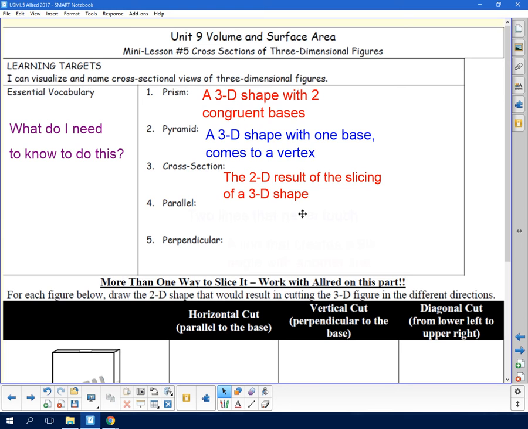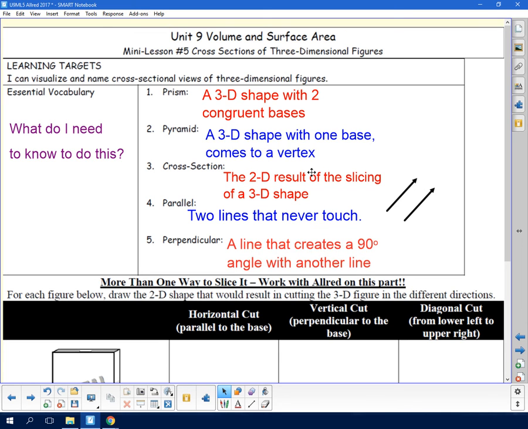We might slice these shapes parallel to their base. To be parallel means you have 2 lines in a plane that never touch, much like these 2 lines right here. What I'm going to do is take this one right here and clone it. That will create a parallel line to that one, 2 lines that never touch.